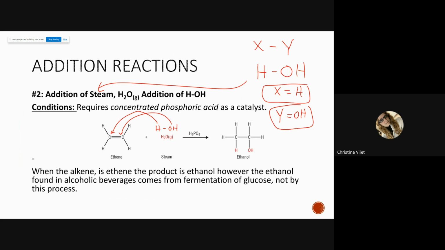This doesn't really have a name for the addition of steam. It doesn't have a fancy name. I mean, if you wanted to, you could technically call it hydration. Right? Adding water. Yeah, you could call it hydration. I don't hear them say that in a Cambridge exam, whereas I will hear them call the other one hydrogenation, which is why I'm not calling it that. I'm just saying it's the addition of steam.